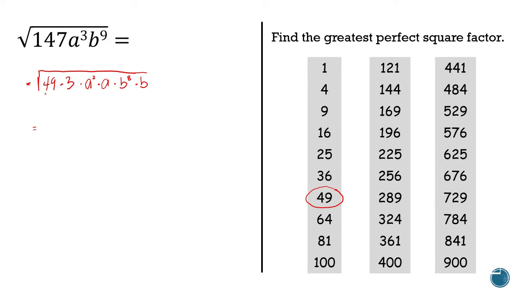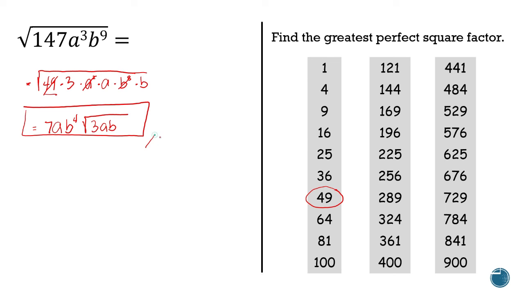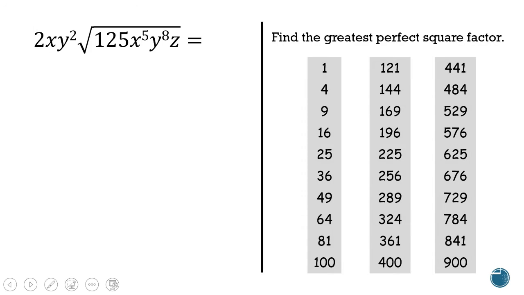Square root of 49 is 7. Here you go. Square root of a squared, so you divide 2 by 2, that's 1, so that's a. It's gone now. B raised to 8, so 8 divided by 2 is 4, so b raised to 4. So I can cross that out. Now what's left inside that radical sign will be 3, a, and b. And this will be the simplified form of that radical. All right, let's go to the third example.